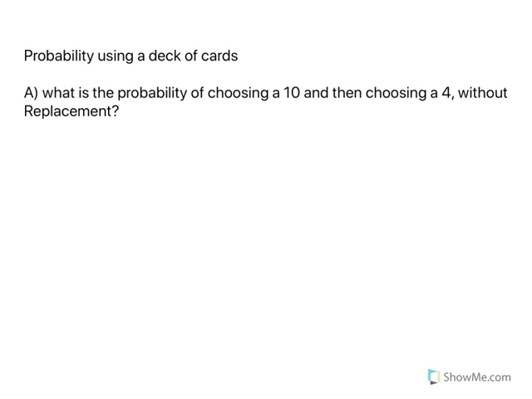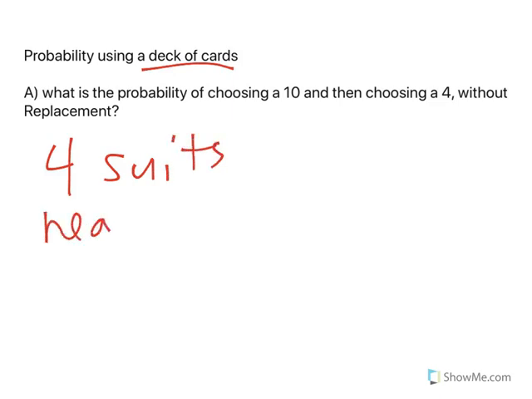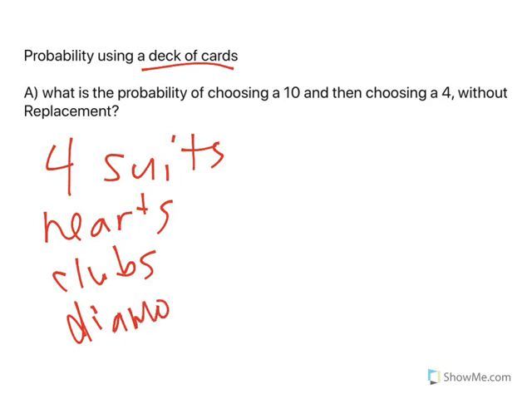In this video, we are going to do some basic probability. And we are going to use a deck of cards. So hopefully you are familiar with the deck of cards. So just real quick on that, we have 4 suits. We have hearts, clubs, diamonds, and spades.